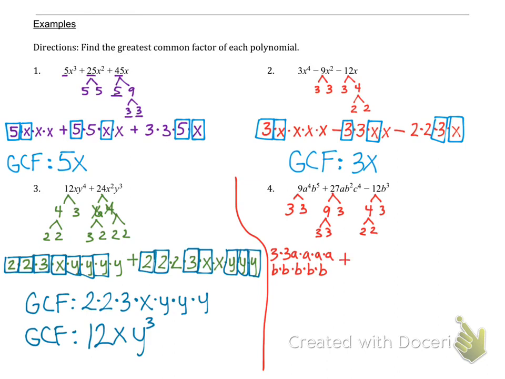Plus, I'm going to write the second term in a different color. We have 3 3's, 1, 2, 3. We have 1 A. We have 2 B's. And we have 4 C's, 1, 2, 3, and 4. So that's our second term. And then our third term, we have minus, and then we have 2 times 2 times 3, and then we have 3 B's.